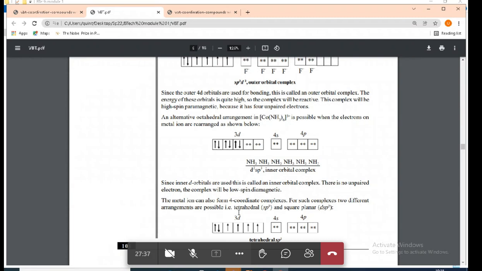Here, in most of them, what will be the ground state electronic configuration? It will be d8. So you can have 3d8, 4d8, or 5d8, depending upon whether you are talking about nickel, palladium, or platinum.